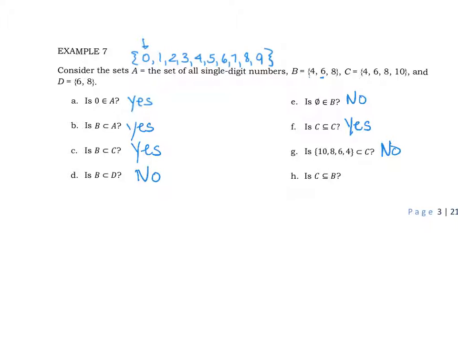Is set C a subset of B? Well, C has more elements than set B, so from just looking at that, that's going to be impossible. And as you see, element 10 is not in set B, so that is no for so many reasons.